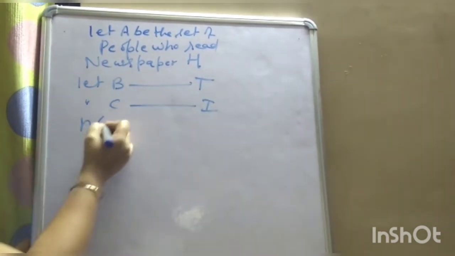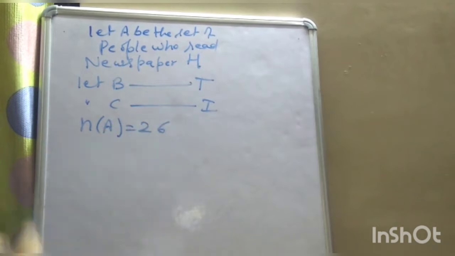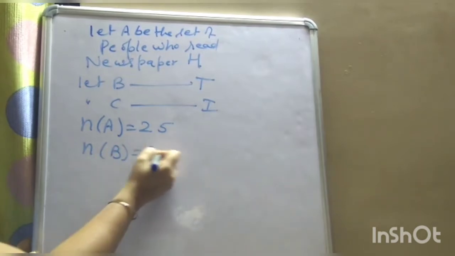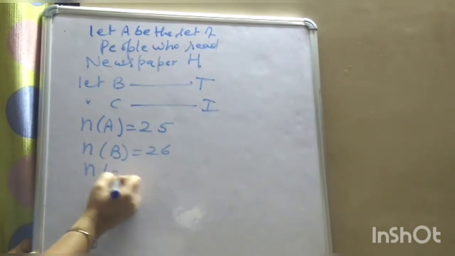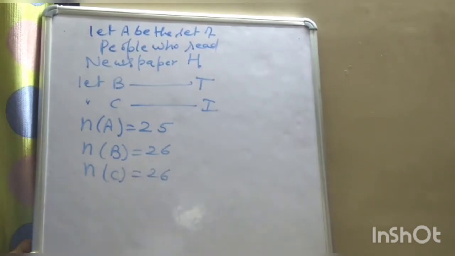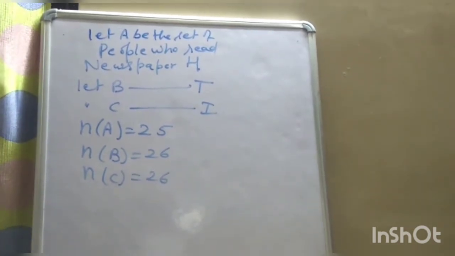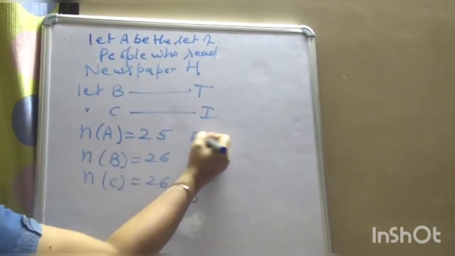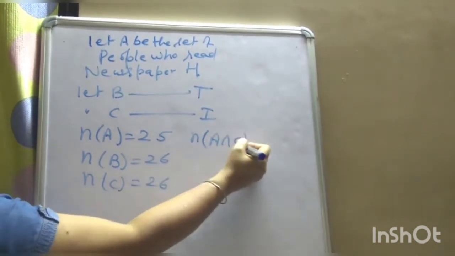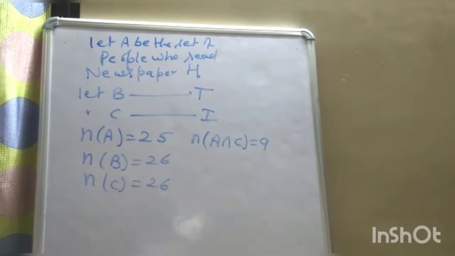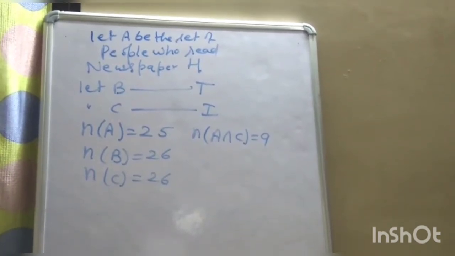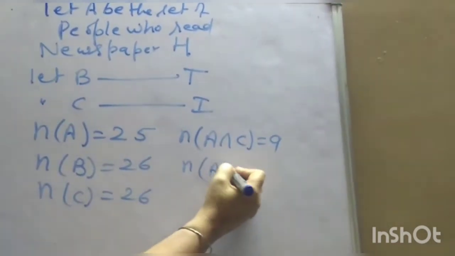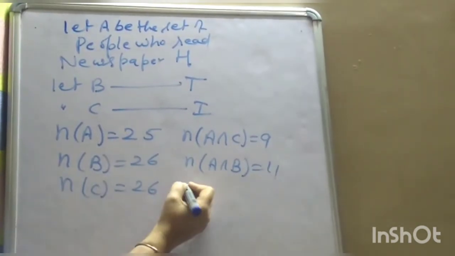So according to the question, the number of elements in A is equal to 25. Number of elements in B is equal to 26. Number of elements in C is equal to 26. And 9 read both H and I. It means number of elements in A intersection C is equal to 9. Also, 11 read both H and T. It means number of elements in A intersection B is equal to 11.